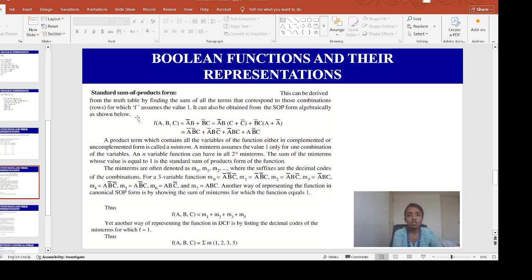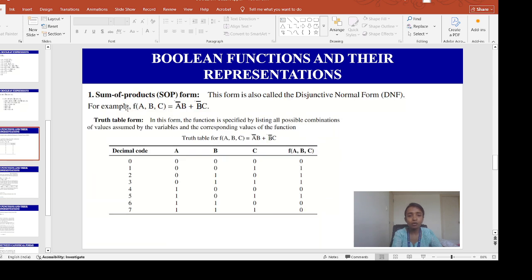Okay. So what is this sum of product form? So this can be derived from the truth table by finding the sum of all the terms that corresponds to those combinations or rows for which f assumes the value 1. It also can be obtained from the sum of products form algebraically as shown below. So which was our original expression? A bar B plus B bar C.